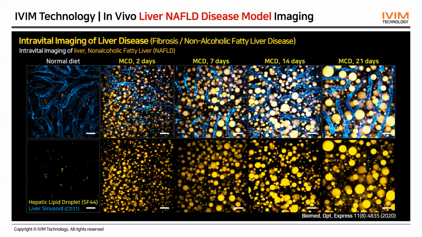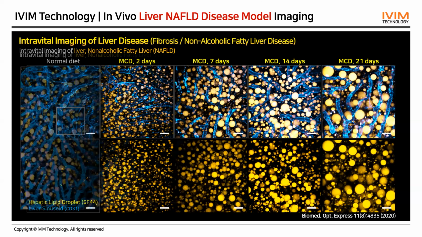Also, here's the imaging result of monitoring the development of the hepatic lipid droplets in the non-alcoholic fatty liver disease mouse model. So we visualize the disease development over time. So the number of the lipid droplets accumulated in the hepatocyte increased over 3 weeks in the liver disease animal model.